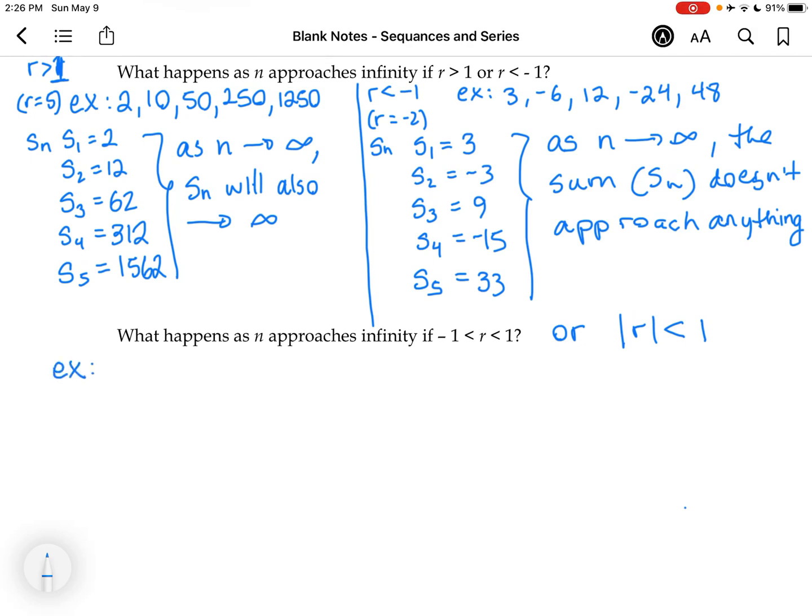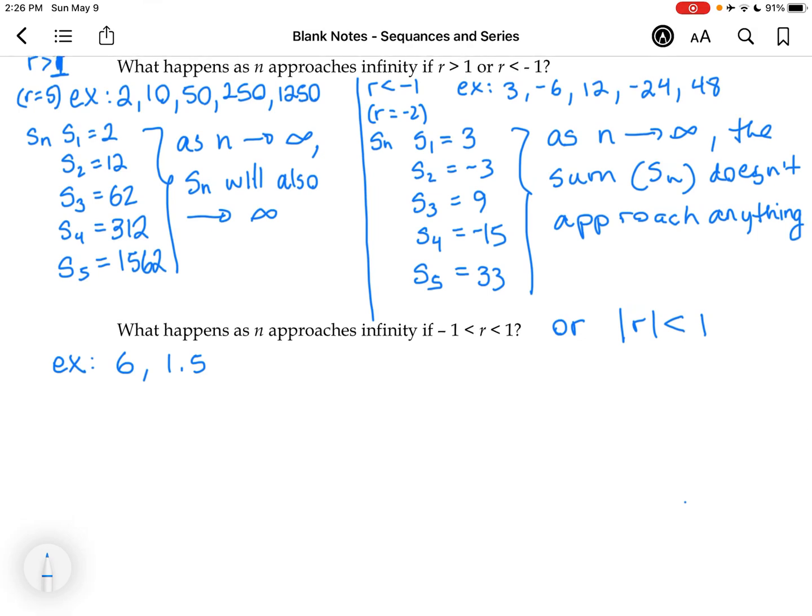Let's say we take this sequence, 6, 1.5. If this is a geometric sequence, what I'm doing is multiplying by a quarter, because 1.5 is a quarter of 6. So to get the next term, I have to do these on a calculator. 1.5 times a quarter, the next term is 0.375. Then I multiply that by a quarter and I get 0.09375. Missed the zero there.